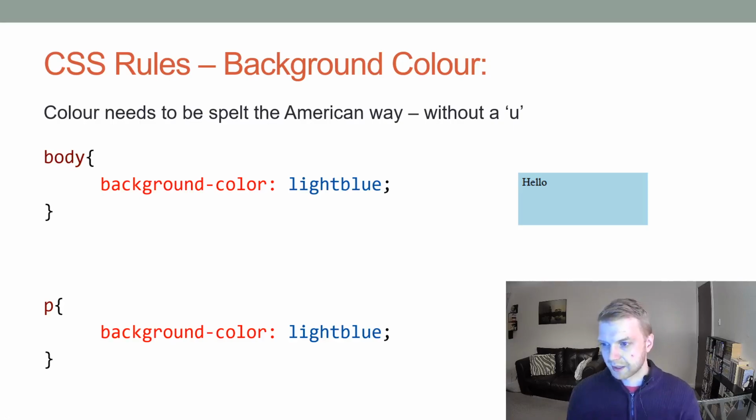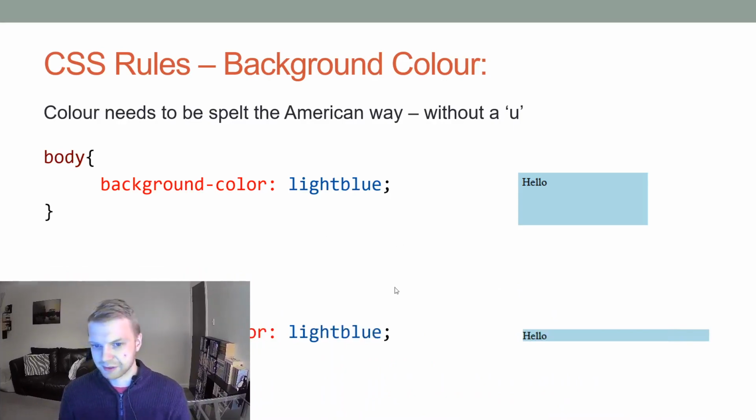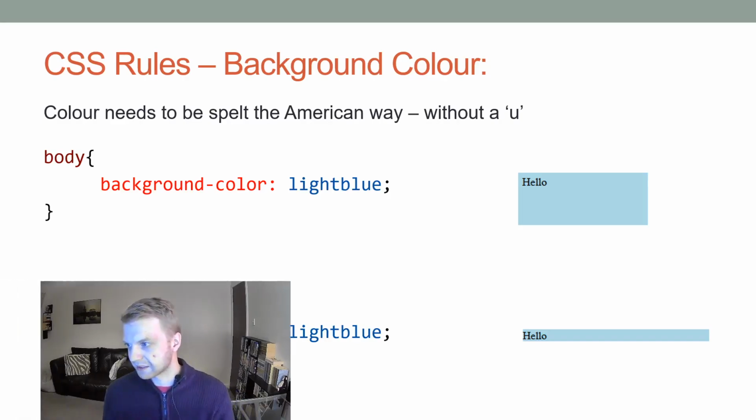Now I realise my head is in the way of what it's meant to do, so give me 2 seconds. That's what it's meant to look like. So if you did it as the body, the entire website is going to be light blue, but if you do it as a paragraph, just that bit of text will be light blue. This is quite useful if you wanted a big border, like for a heading of a website. You could put H1 and then go background color, whatever, and it'll look like a banner going across the top of your website. So bear that in mind.